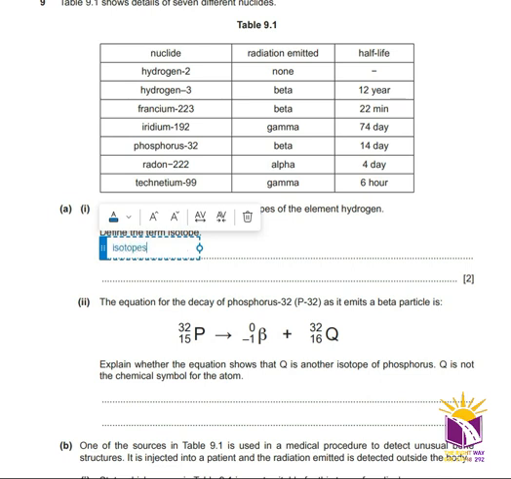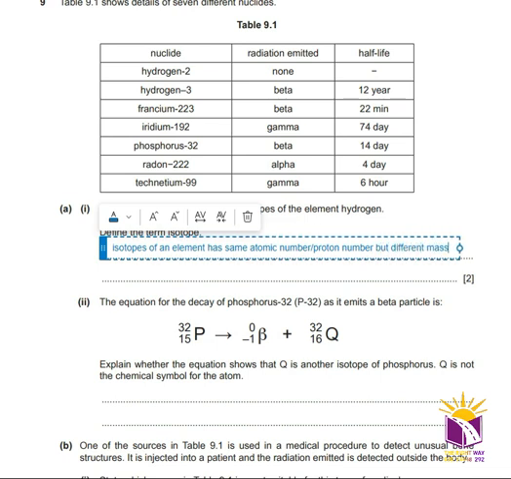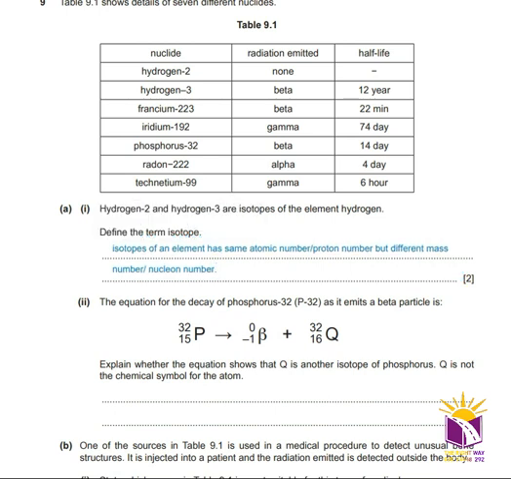Isotopes of an element have the same atomic number, or you can say proton number, but different mass number, or you can say nucleon number. The basic difference between the isotopes is the number of neutrons. They have different numbers of neutrons.